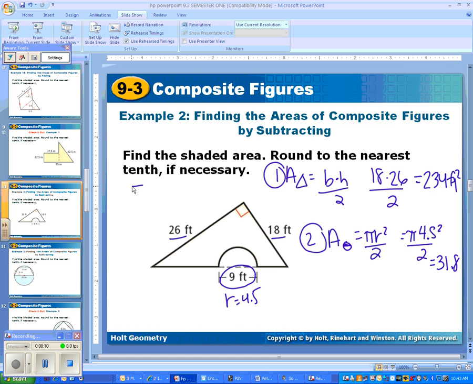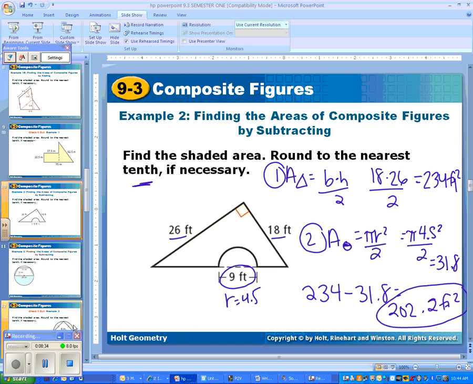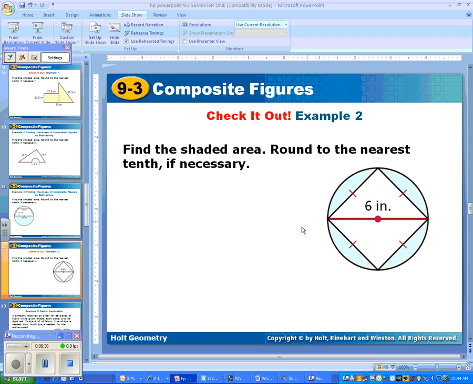Again, it says round it to the nearest tenths. And then the last thing we have to do is subtract this time because we're taking away that 31.8. So 234 minus 31.8 gets us 202.2 square feet. And that's your final answer. Okay, so you're either adding or subtracting in composite figures. This one is the last one I'm going to do.